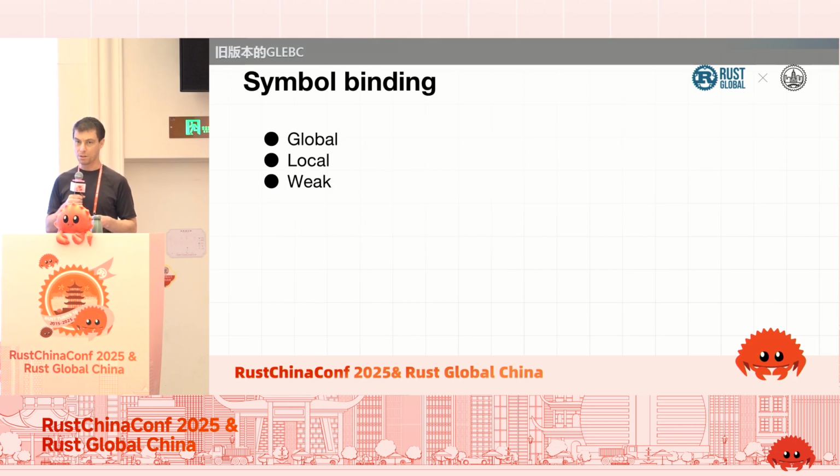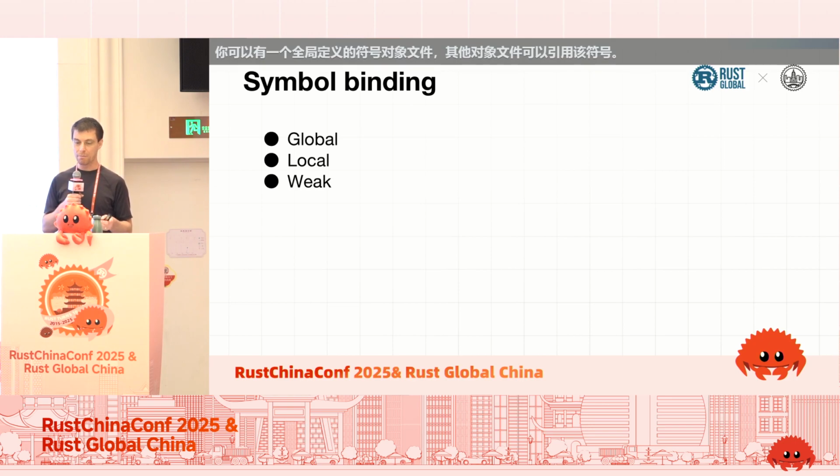Symbols have what are called binding. So this relates to how the symbol works across object files. So there's 3 different bindings. Global binding means that the symbol can only be defined in one object file. If it's defined in more than one, then that will be a link error. It can also be referenced by other object files. So you can have one object file that defines the symbol globally, and other object files can reference that symbol.